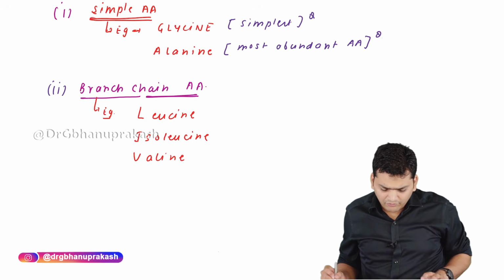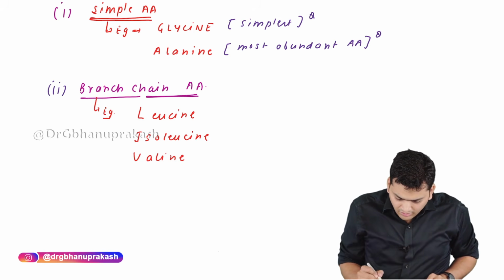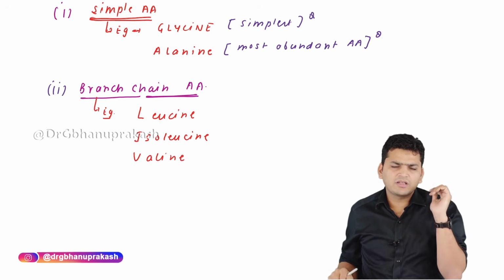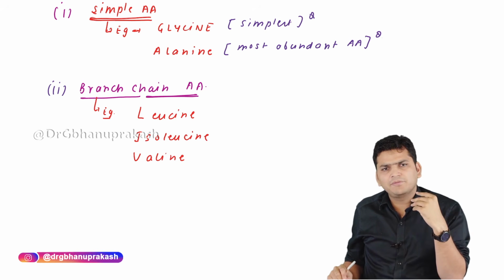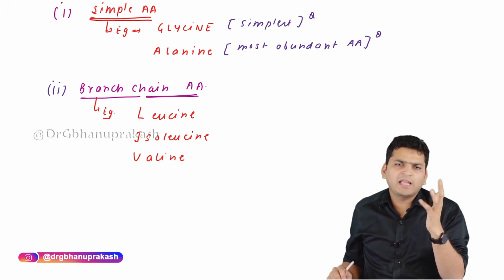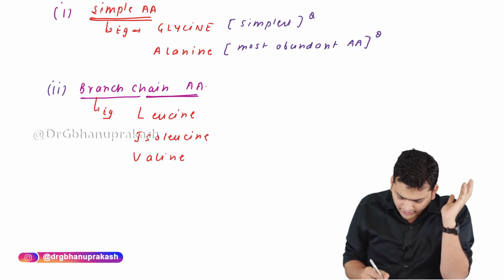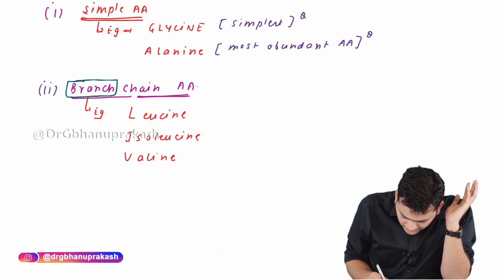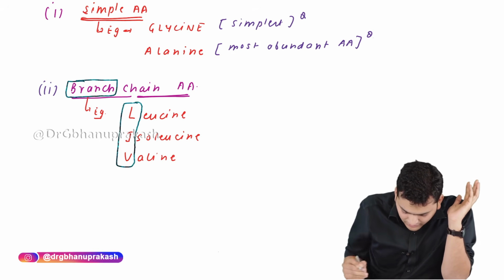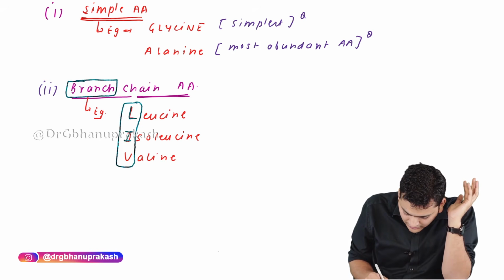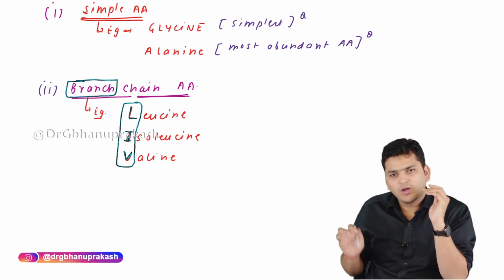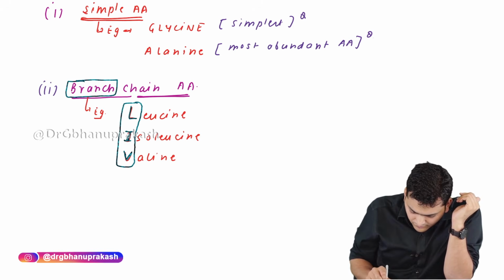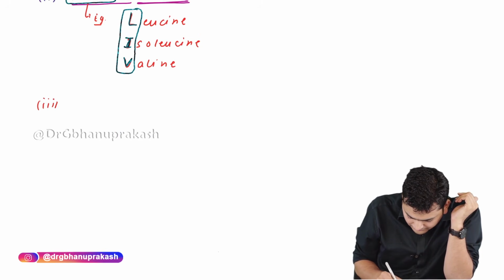How can we remember this? We can remember via a mnemonic. If someone wants to have a huge branched relationship, the person has to have a specific characteristic: the person has to be live-hearted. So to have a branched relationship, the person has to be live-hearted. Leucine, isoleucine, and valine, LIV. The third subcategory is the sulfur containing amino acids.